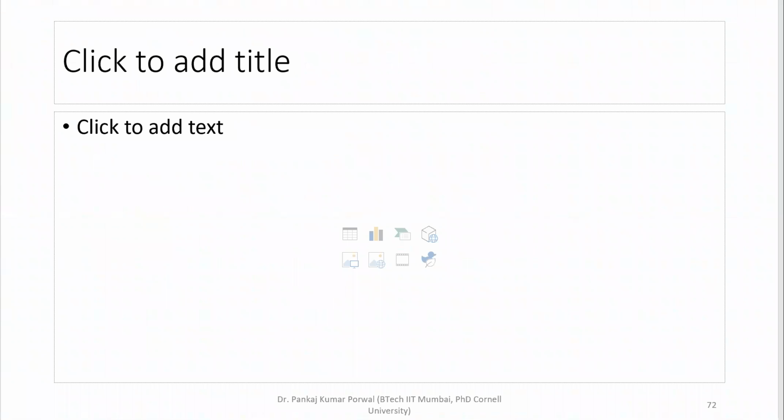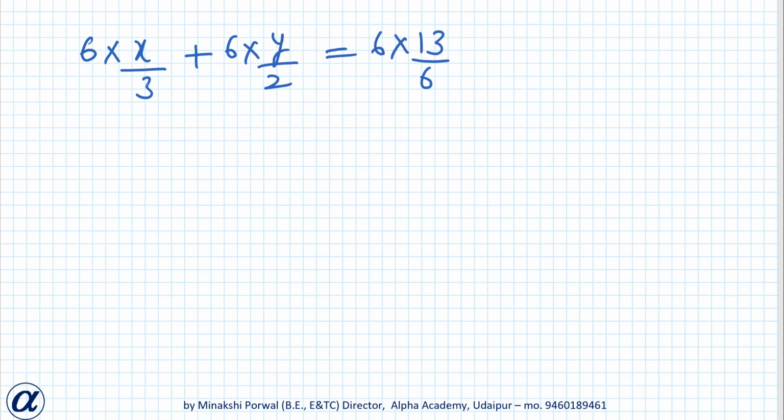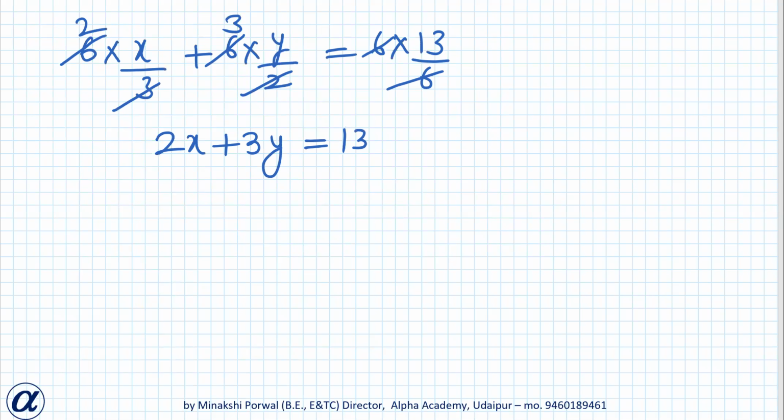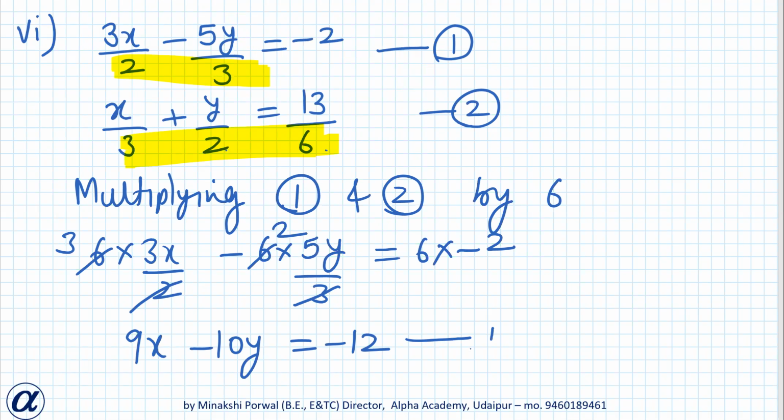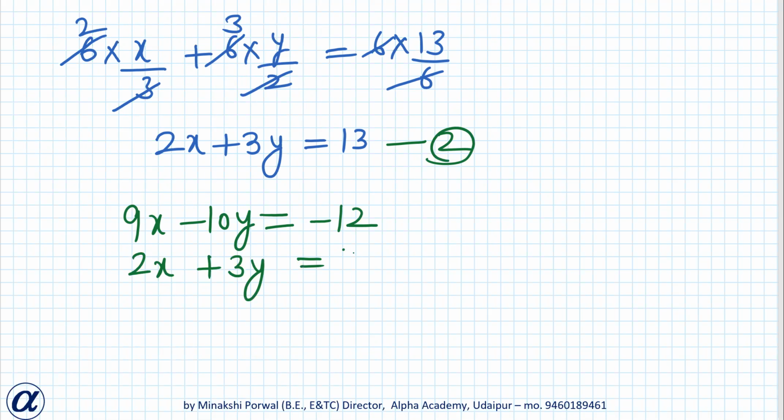Similarly, the second equation: 6 into x upon 3 plus 6 into y upon 2 equals 6 into 13 upon 6. So this is 2, this is 3. So it will be 2x plus 3y equals 13. Okay. So this is equation 1, this is equation 2. So it is 9x minus 10y equals minus 12 and 2x plus 3y equals 13. These are the two equations.